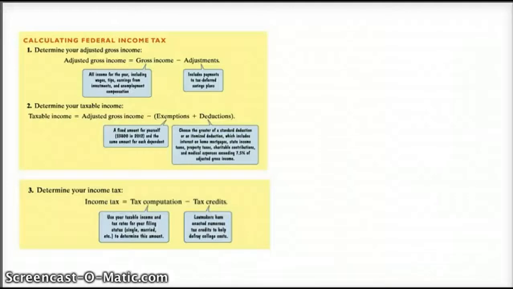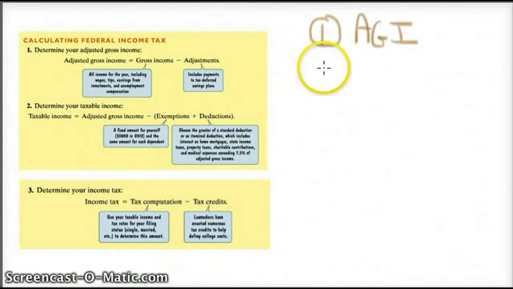Okay, students, we want to make sure we know how taxes work. You may remember where we have our adjusted gross income, then we try to reduce that to figure out what our taxable income is, and then we figure out our tax.